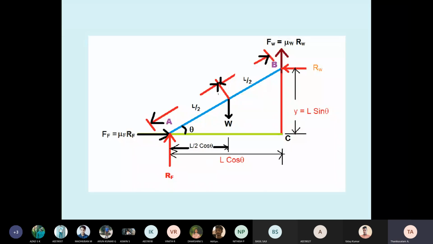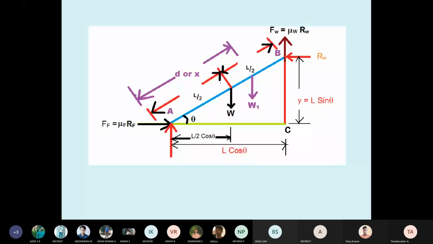See, AB length is L, and we have theta with the horizontal. Therefore, what is the horizontal distance? L cos theta. Then what is the vertical distance? L sin theta. You know the Pythagoras theorem. Therefore, AC equals L cos theta and BC equals L sin theta. Then the weight W is acting vertically downward, so I need the horizontal distance with respect to point A. We have the distance L by 2 along the inclined length. With theta, the horizontal distance is L by 2 cos theta.